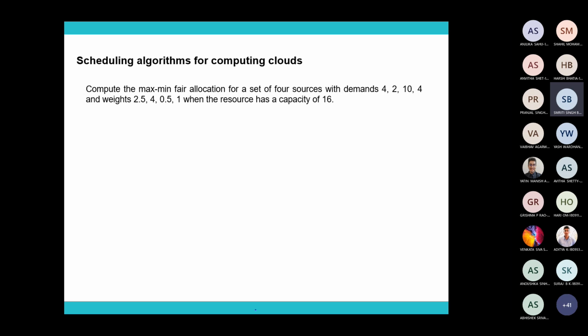Then you just look at the demand. What is the demand? 4, 2, 10 and 4. Now if you directly allocate according to the weight, the first user will get one extra. According to the weight they'll get 5, 8, 1, 2, but what is requested is 4, 2, 10, 4. You have to allocate at most whatever they have requested, not more than that. The first user requested 4, but according to the weightage they will get 5, so one extra. That one extra you have to distribute among the other 3.